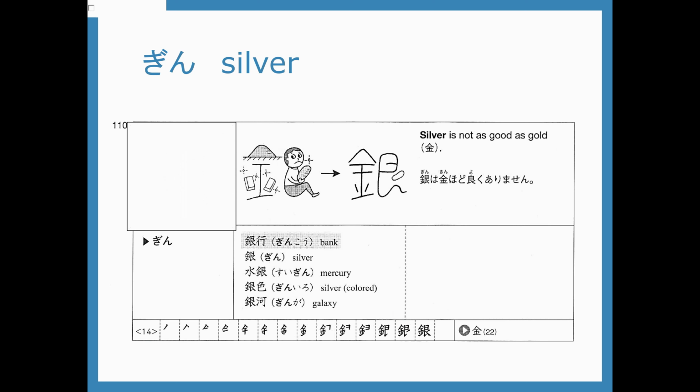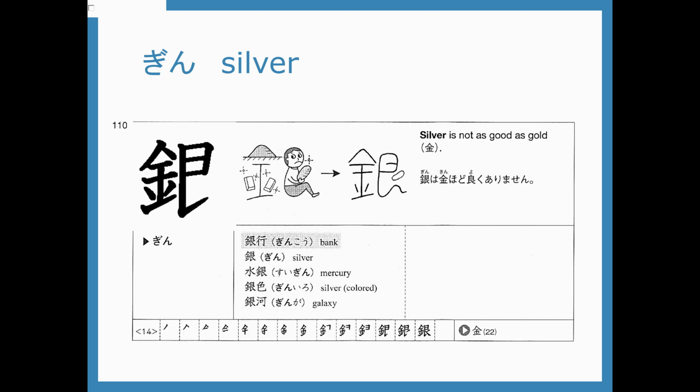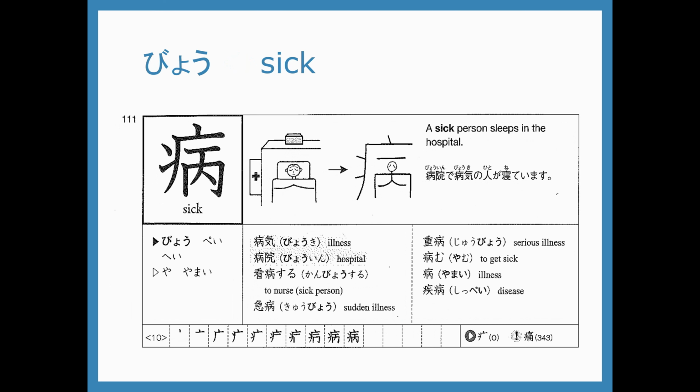So we start with 1, 2, 3, 4, 5, 6, 7, 8, 9, 10, 11, 12, 13, 14. So this is the gin in ginko. A bank is where you go to get your money, ですね.